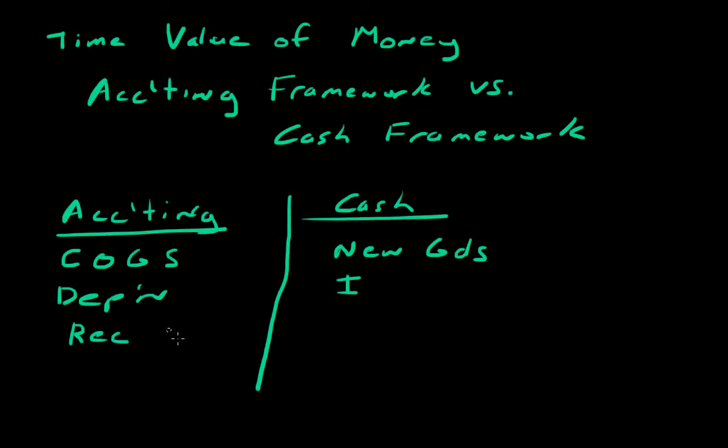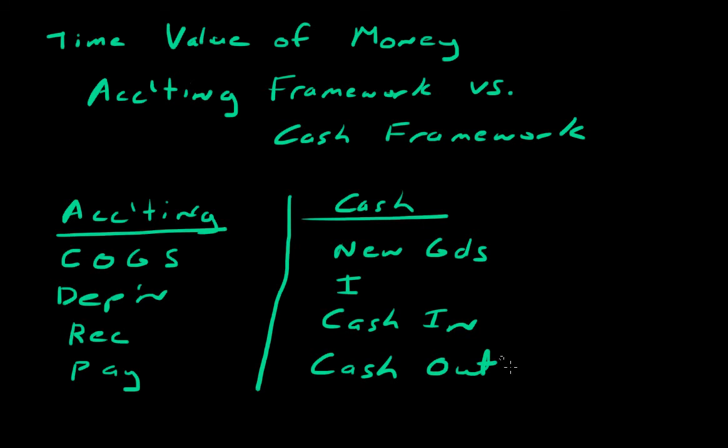Another accounting item is receivables. And so if we want the cash item, we're going to be thinking about cash in. And similarly, we had payables, and we're going to care about cash out when we're thinking about valuation.